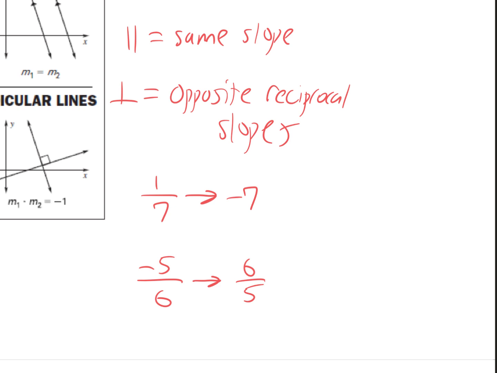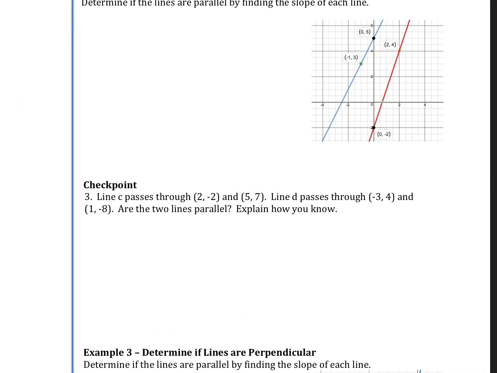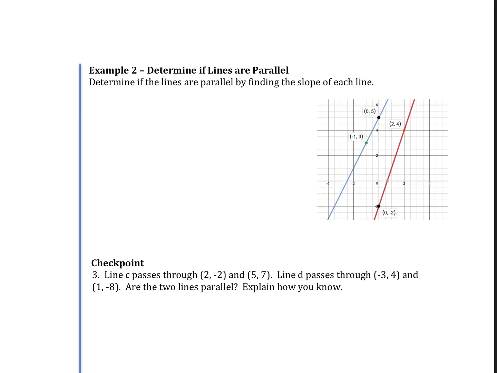All right, so let's figure out if these lines are parallel or not. We're going to do the blue line. You can't really see that on your paper, but let's find the slopes of the lines here. For the blue line, we have (-1, 3) and (0, 5). We're going to label our points. We're just going to figure out if the slopes are the same or if they're opposite reciprocals. So we have x1, y1, x2, y2.